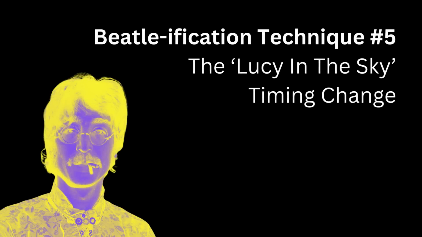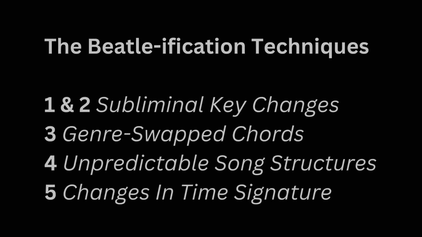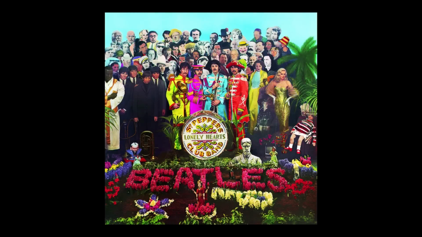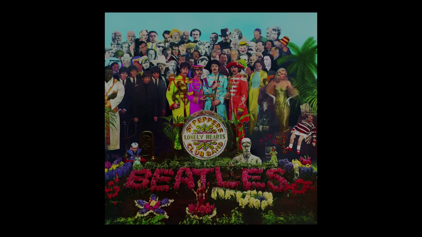And that brings us neatly on to the very last experimental Beatles edit, the Lucy in the Sky timing change. The Beatles didn't only change keys constantly within their songs, they didn't just genre swap chords and introduce chords from outside the basic 6 or 7. They didn't only mix up the order and arrangements of the sections of their songs, they also often introduced timing changes, frequently switching between 4/4 and 3/4. Probably most memorably in Lucy in the Sky with Diamonds, where the verses are in counts of 3 and the choruses are in counts of 4.